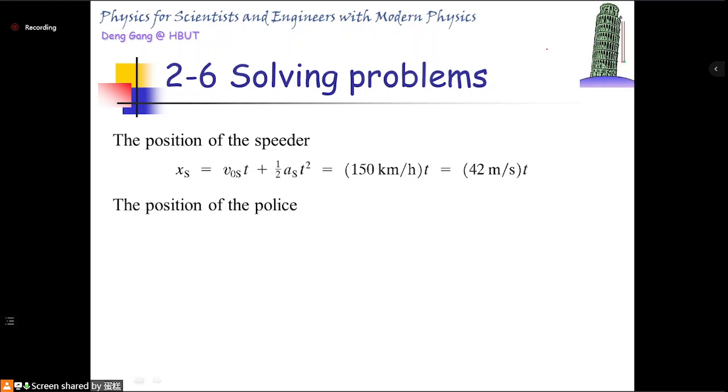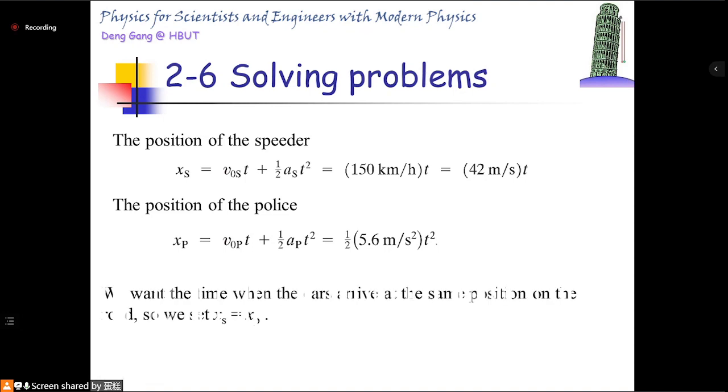And the position of the police during the same time interval is a constant acceleration motion. But a_P is not 0. We have calculated a_P in the previous slides, and now we get this, because v0 of the police is 0. Originally, the police car is at rest.